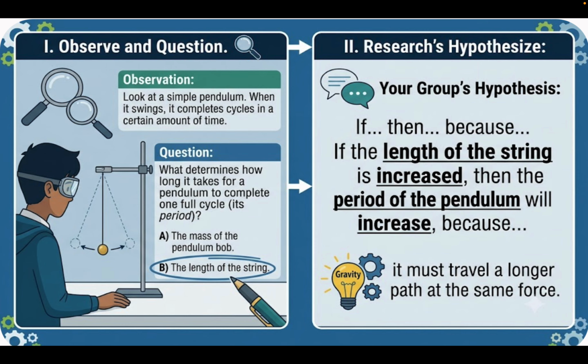Next, following this question, we must generate a testable prediction. The second panel transitions into the hypothesis phase. A clear, typed, if then because statement is visible. If the length of the string is increased, then the period of the pendulum will increase because it must travel a longer path at the same force. The underlined text highlights the group's specific variables, directly referencing the assigned question. This hypothesis is now ready to be put to a controlled test.